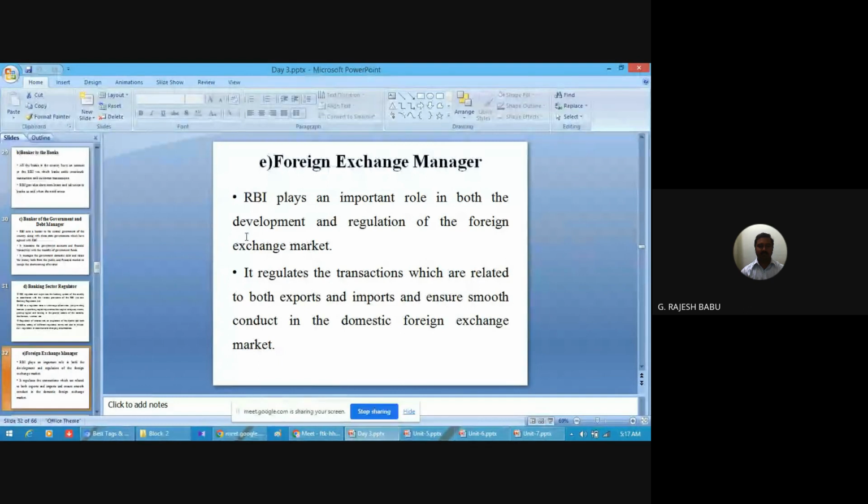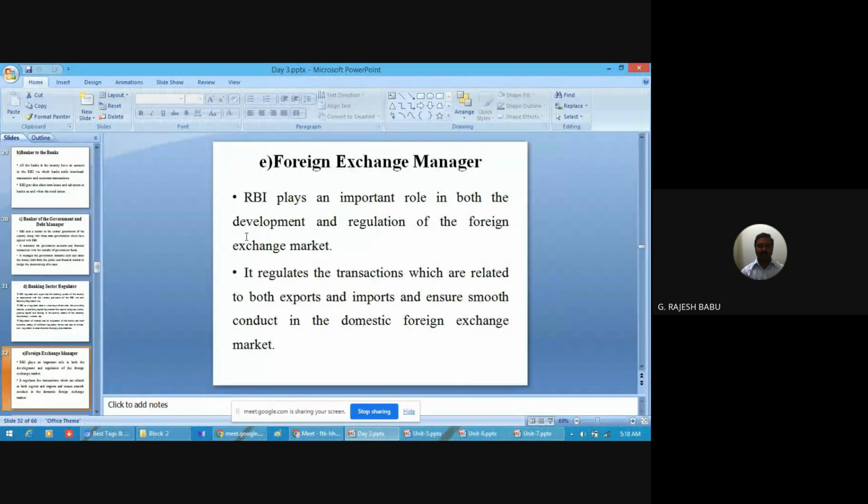Next one, foreign exchange manager. As you may have read, trade is very essential for any economy. For conducting trade, an adequate stock of foreign exchange reserves is an important requirement. Reserve Bank of India plays an important role in both the development and regulation of the foreign exchange market. It is the custodian of foreign exchange reserves and the gold reserve of the country. Banks and other institutions which wish to deal in foreign exchange need to have a license from Reserve Bank of India.